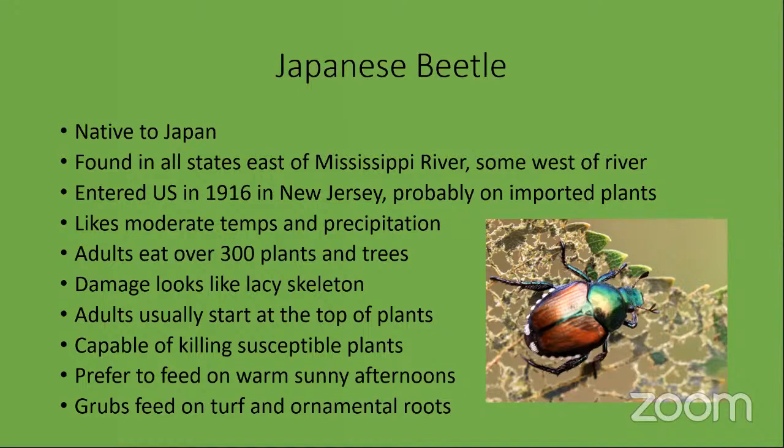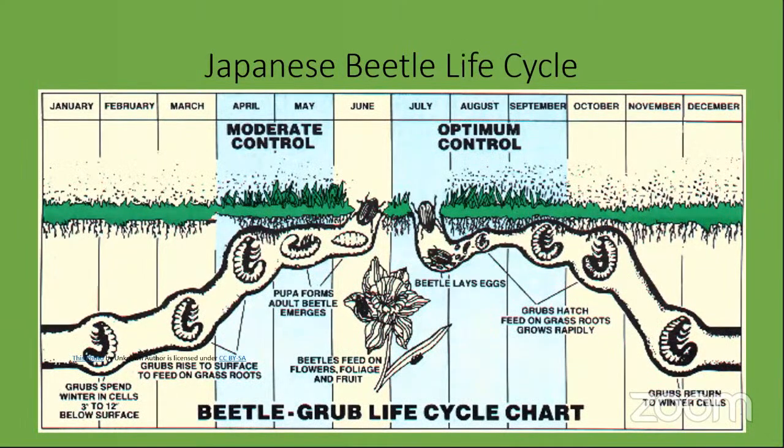Sometimes it's more cosmetic because they eat the petals on flowers, so the plants don't look nice anymore, even though the plant is surviving. The reason you have it is for the pretty flowers, and those are no longer present because the Japanese beetles have done their damage. They prefer to feed on warm, sunny afternoons, and the grubs or larvae of this beetle feed on the roots of turf and other ornamental plants. So it attacks in two ways, but the most noticeable damage is on the leaves of plants. This is the Japanese beetle life cycle.